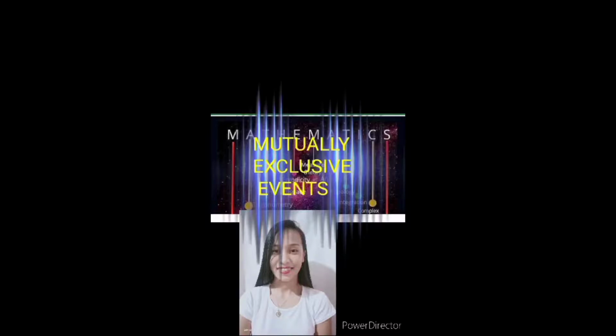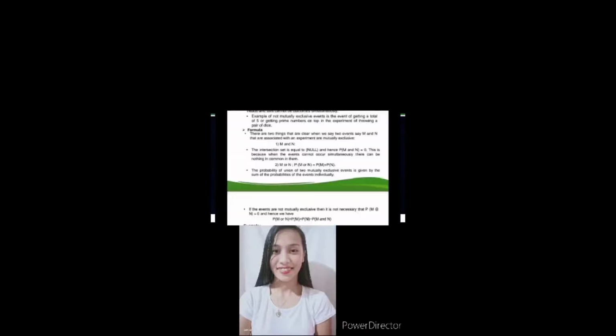For example, when we flip a coin, either heads or tails can come. Both heads and tails cannot be outcomes simultaneously. So meaning, they are not independent, they are mutually exclusive events. Let me show you an example of not mutually exclusive events: the event of getting a total of 5 or getting prime numbers on top in the experiment of throwing a pair of dice.